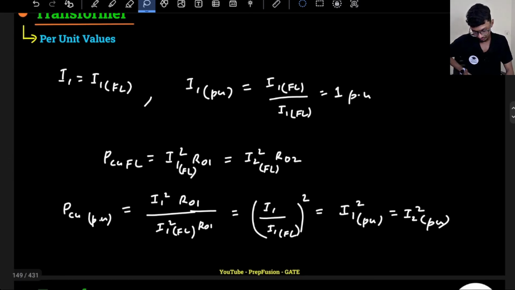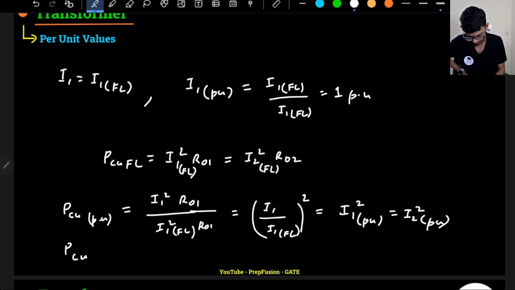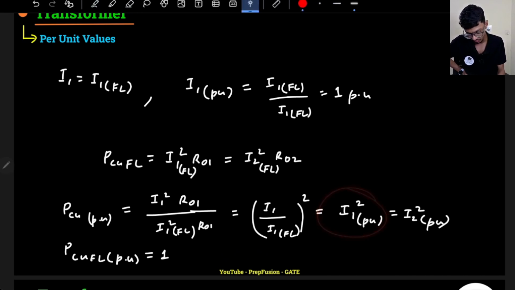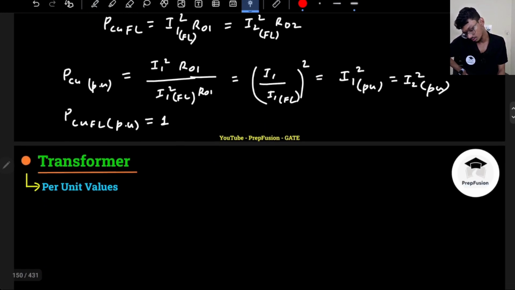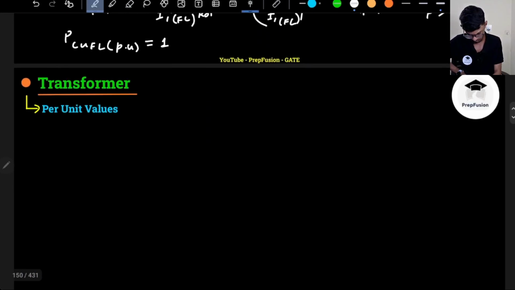Now of course, if it is full load, what will be the value in per unit of full load copper loss? It will be 1 basically, because I1 pu will be 1 at full load, so that's why it will be 1. Now what about R01 and R02? What is the per unit value of R01 and R02? That is what we have to calculate.